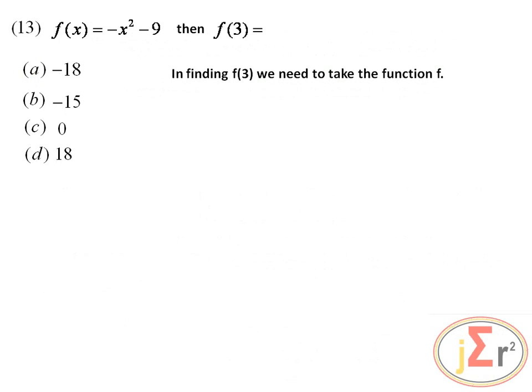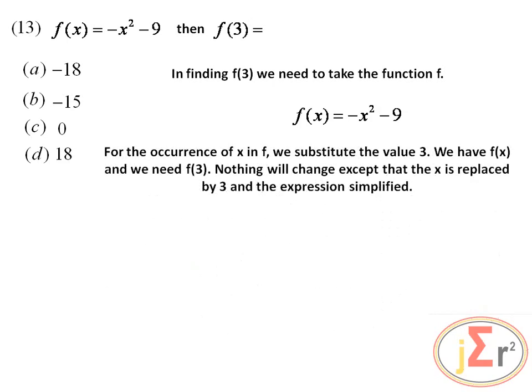We need to find f of 3 if f of x is equal to negative x squared minus 9. Right. In finding f of 3, we need to take the function f. There we have it. And what do we need to do? For the occurrence of x in f, we substitute the value of 3. We have f of x and we need f of 3. Nothing will change except that the x is replaced by 3 and the expression simplified. So where we see x, we put 3 and nothing else changes.